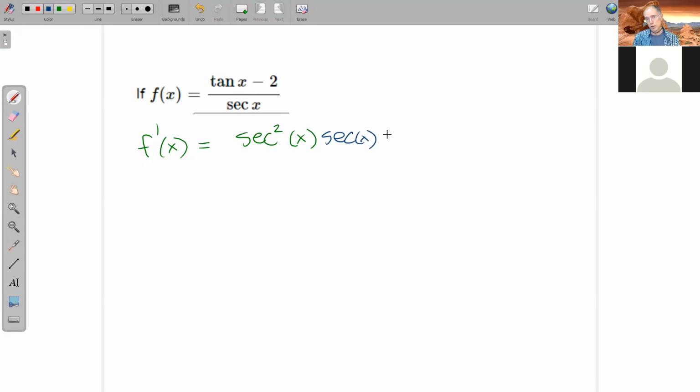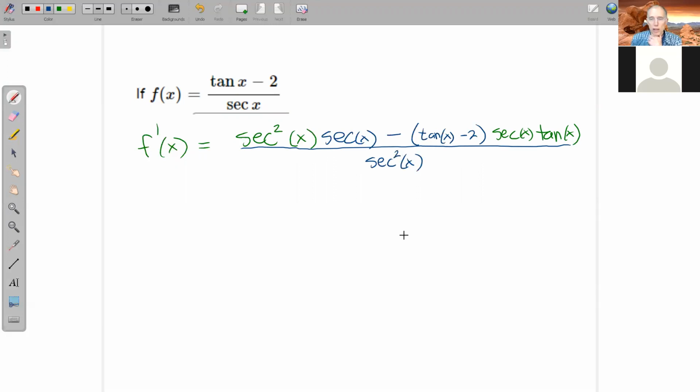All right, and then we subtract the derivative of the top. So we're not going to mess with that, so we'll just write that in blue. Tangent of x, oops, -2. And then we multiply by the derivative of the bottom, and the derivative of the secant is the secant tangent. All of that is divided by the denominator squared. So that would be the secant squared of x.